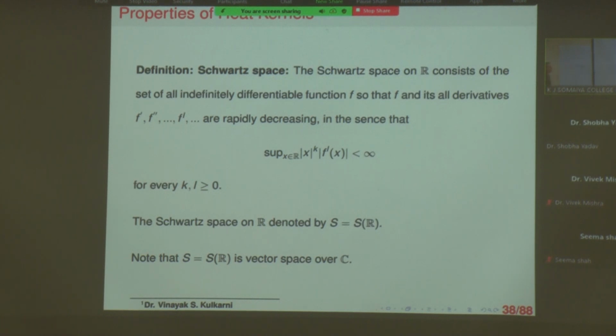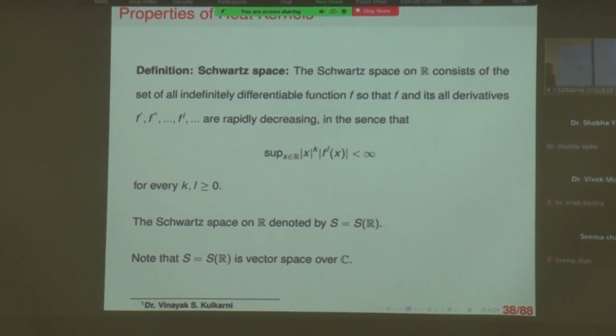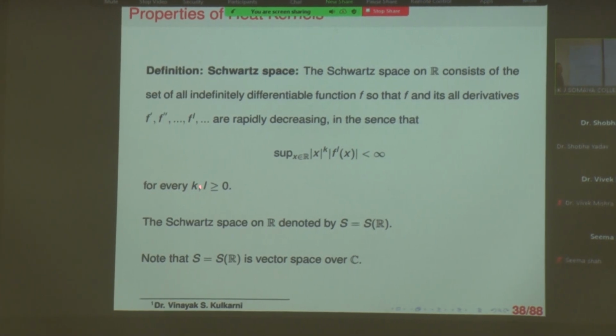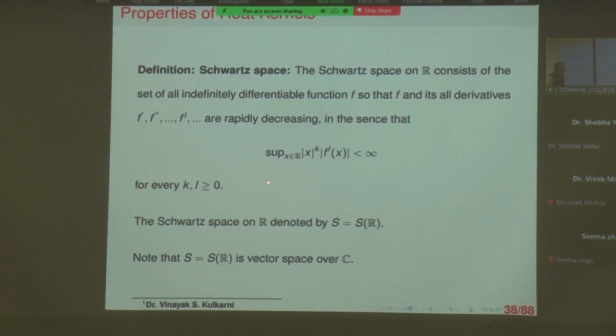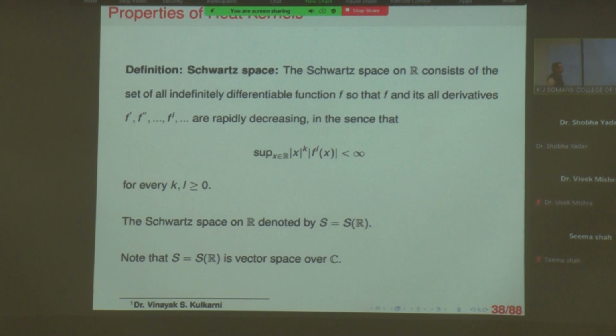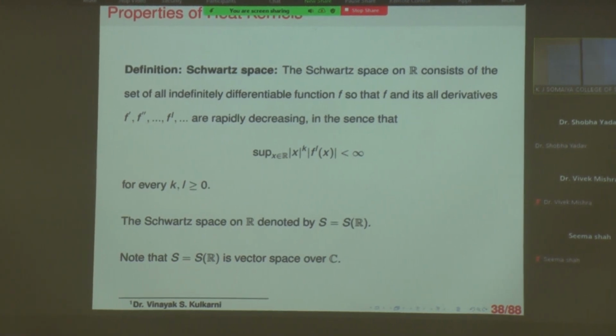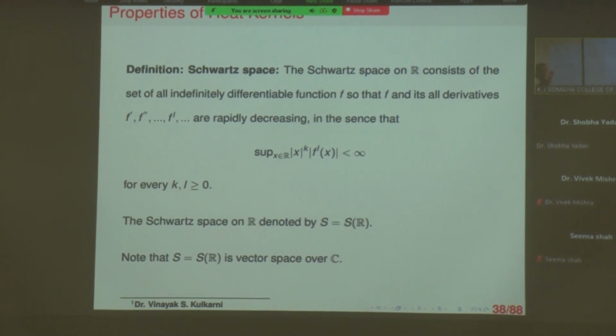So I will define the Schwartz space. The Schwartz space on R consists of the set of infinitely differentiable functions f such that f and all its derivatives, f double dash, f triple dash, and any nth derivative, are rapidly decreasing functions. In the sense that if I take the supremum over x, for x real, of |x|^k times the Lth order derivative of f, |f^(L)(x)|, it is finite for every positive k and L.